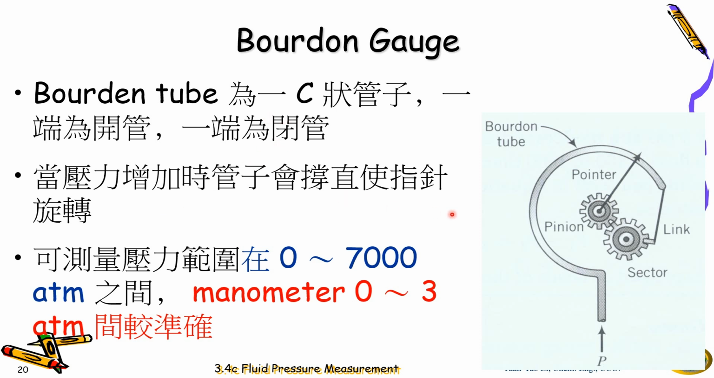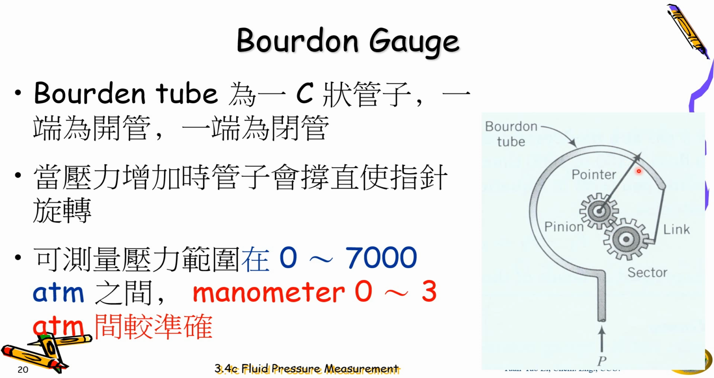So this is kind of a C type of tube, and one end is sealed, one end is open. And once you get the pressure, it's like a whistle, right? You just hear from the video, and then it will move to become straight, and then you can have a needle, or you can call it pointer.